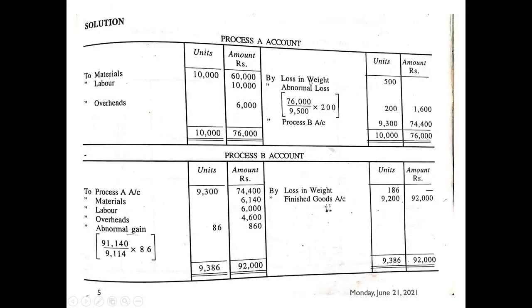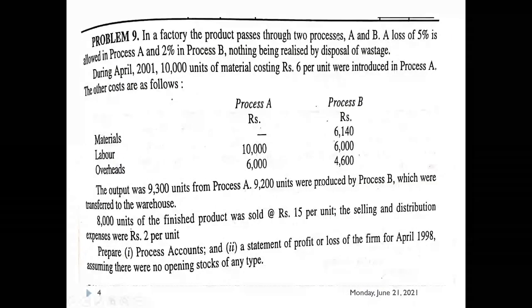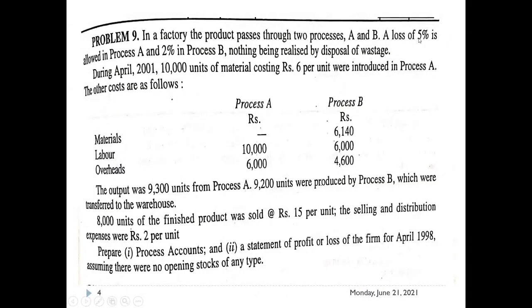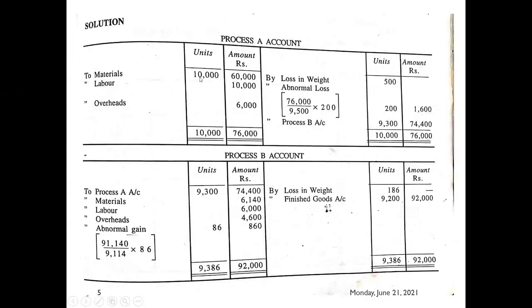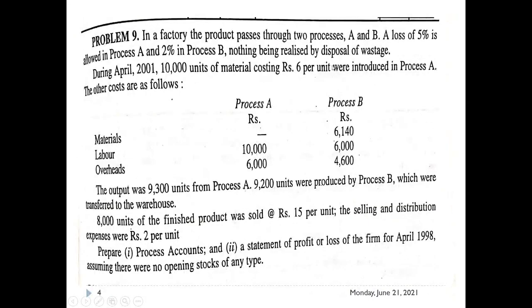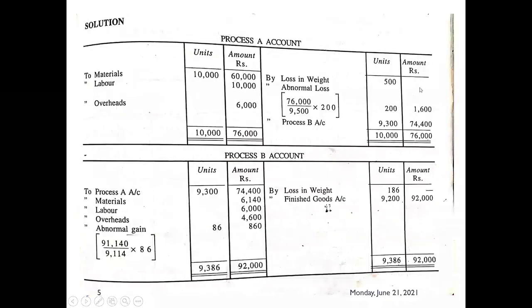On the credit side, by loss of weight. So loss of weight, how much? 5% in process A. So 5% of 10,000 input. That means 5% of input, how much? 500. There will be no resale value, scrap value or sale value given in this, so that's why nothing in the amount column. Okay, so first write the normal loss by loss of weight.